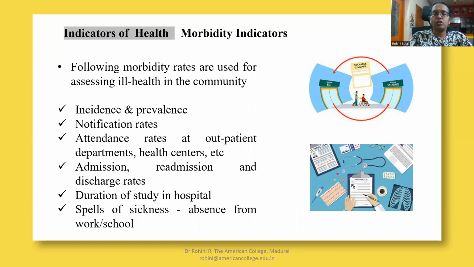The following morbidity rates are used for assessing ill health in the community: the incidence and the prevalence of the disease or notification rates, attendance rates at outpatient departments, health centers, etc., admission, readmission, and discharge rates, duration of stay in hospital, the spells of sickness, and absence from the working place or from the education system. All these indicate the morbidity, that is the disease, the prevalence of disease in the particular person.